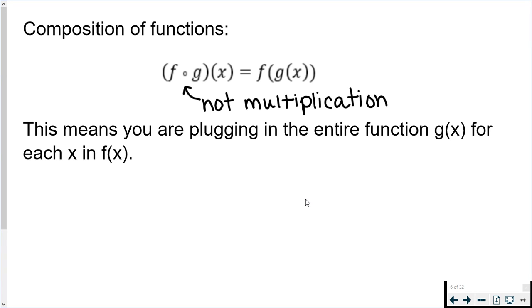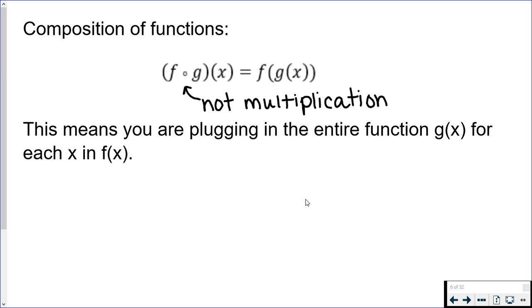This video is about the composition of functions. I'm going to do quite a few examples, so be ready for that. A composition of functions is when one function is being plugged into another one.